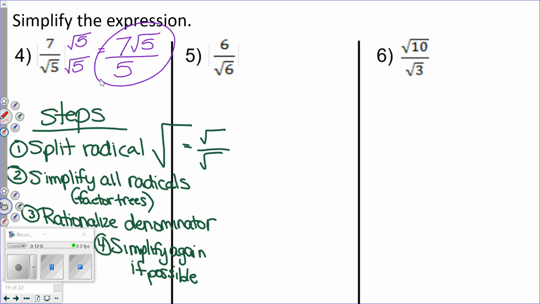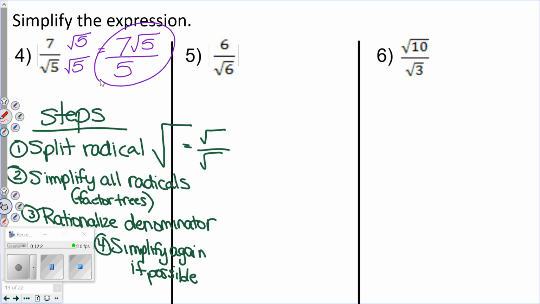All right, so number 5. Let's go through my steps. Do I need to split the radical apart? No, I don't have a big giant one. Step 2, simplify the radicals. If I look at radical 6, if I do a factor tree, I get 3 and 2, which there's no pairs, so nothing comes out of that.